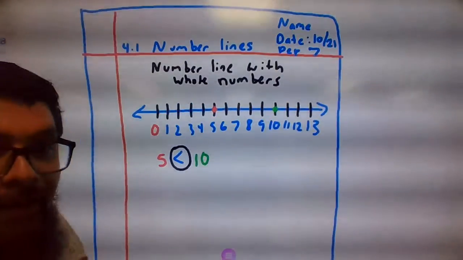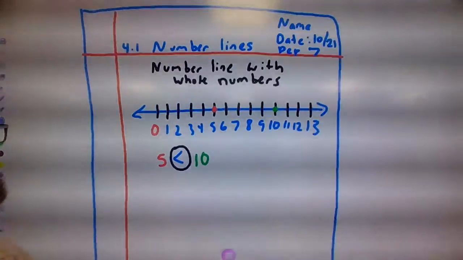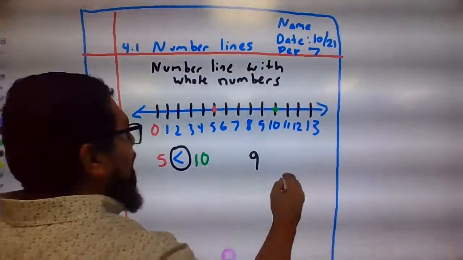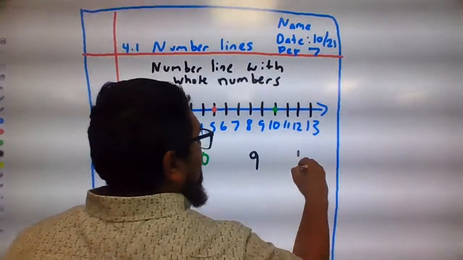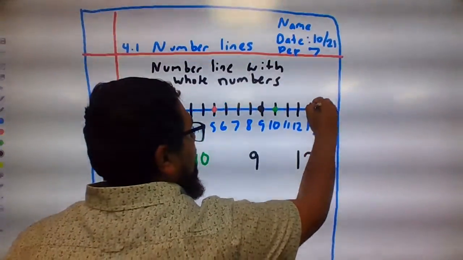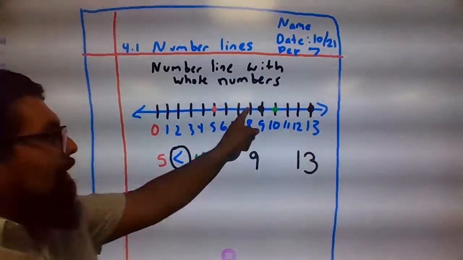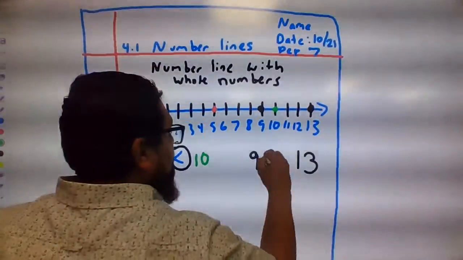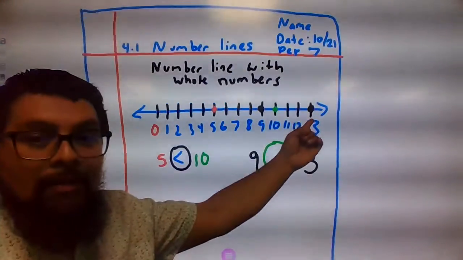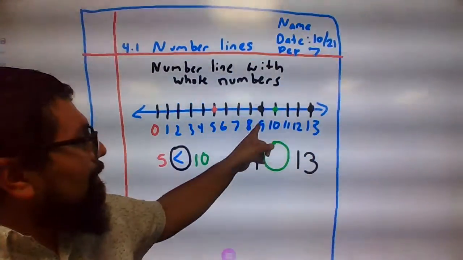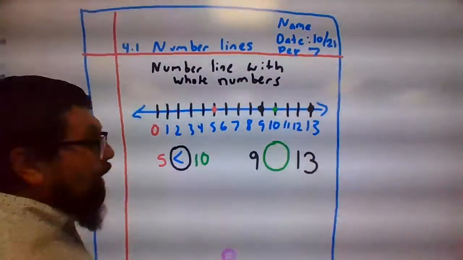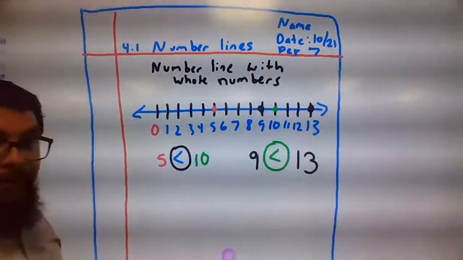Let's look at two more numbers to compare. Let's look at number 9 and number 13. Here's number 9 and here's number 13. Which one's bigger, 9 or 13? On the number line, 9 is to the left of 13, so 9 is smaller than 13.